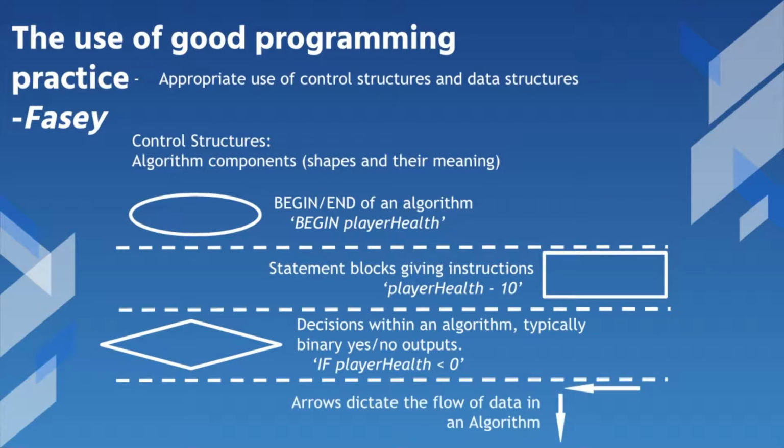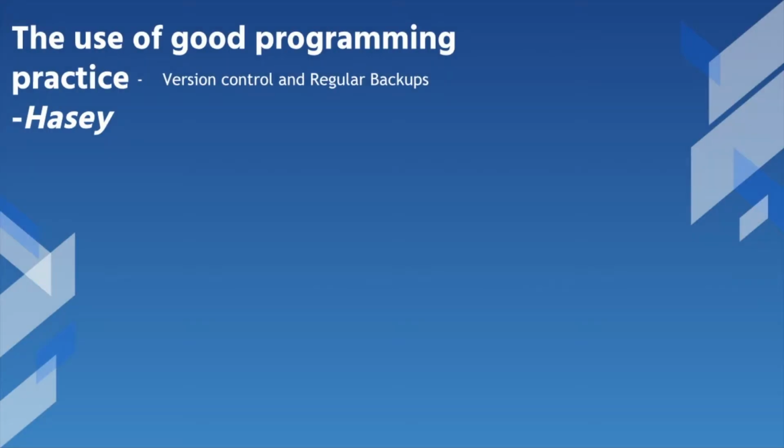And here we have the arrows that dictate the flow of data in an algorithm. So the next point is for version control and regular backups, and pretty much this is just so if anything goes wrong with corruption, hardware failure, software failure, anything, there'll be backups to go on, and also version control has a clear representation of your progress throughout the development of a program.